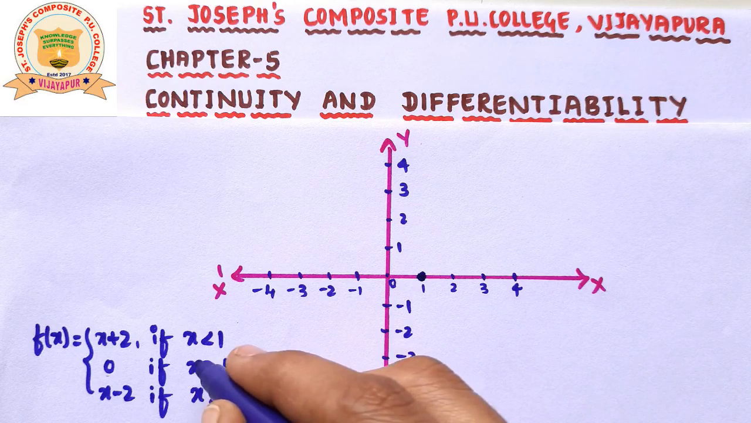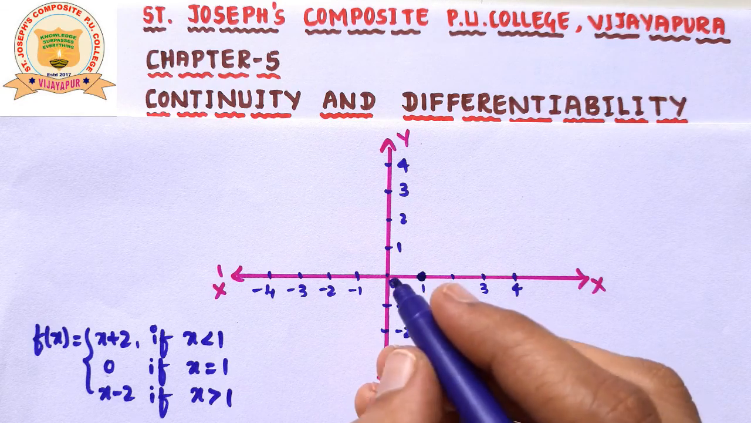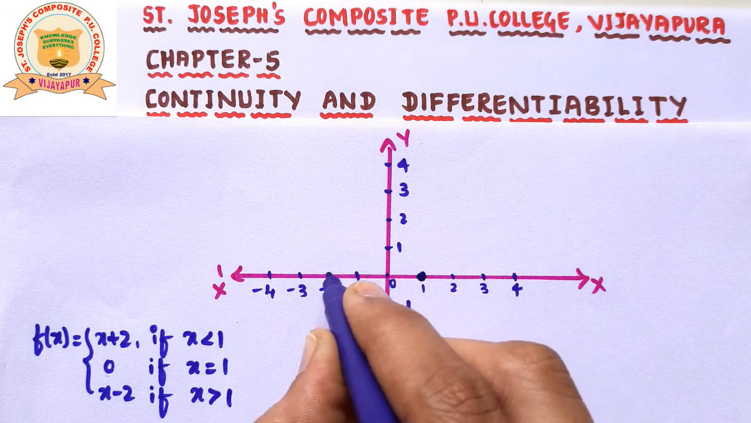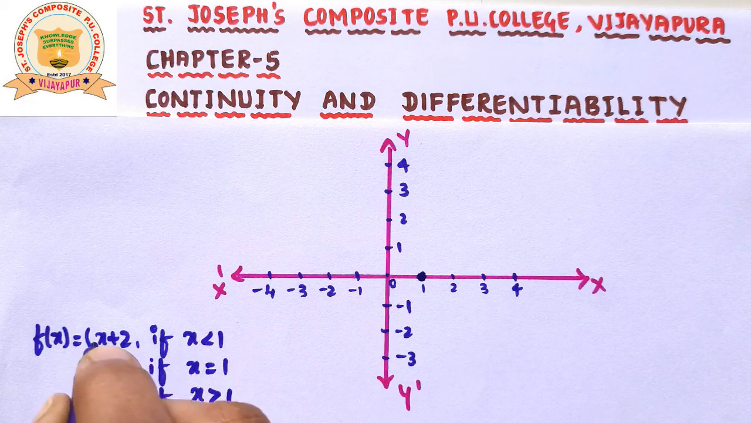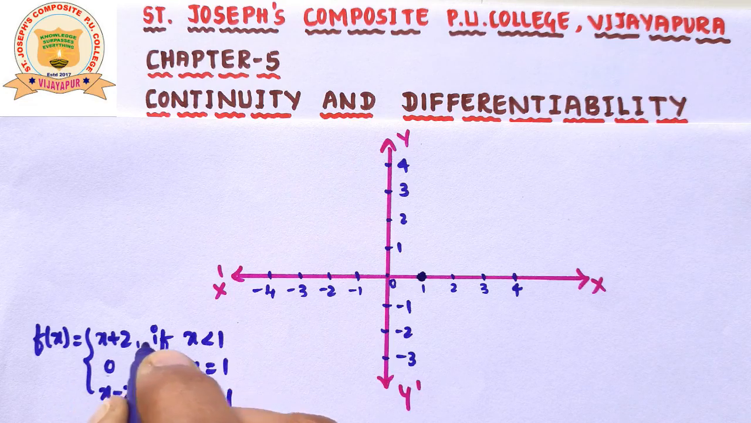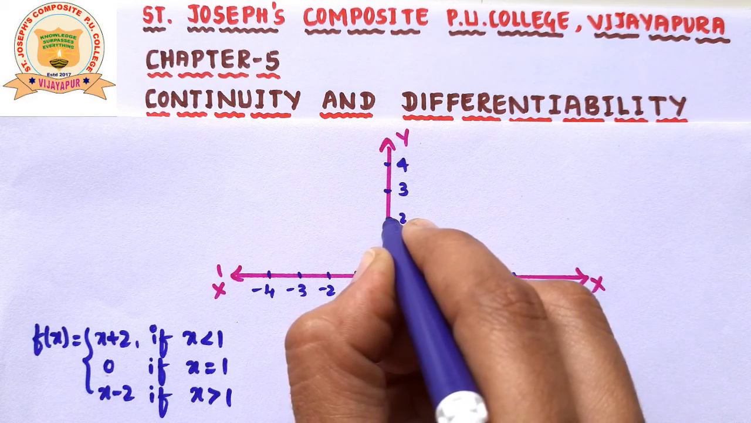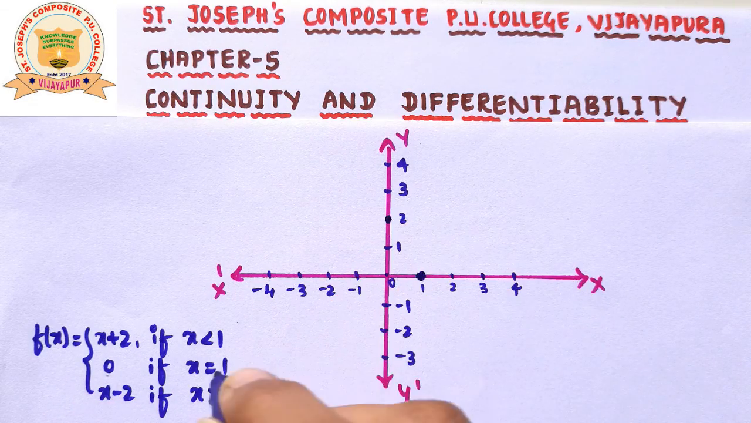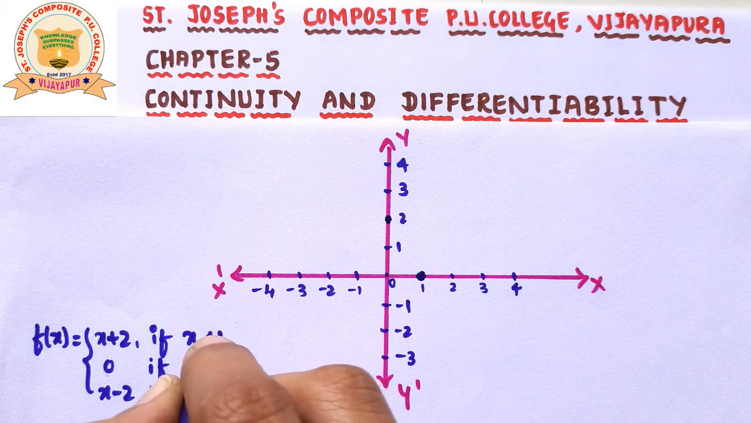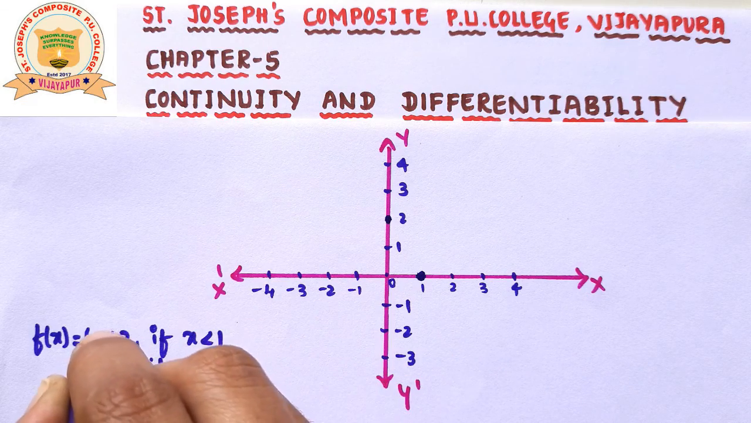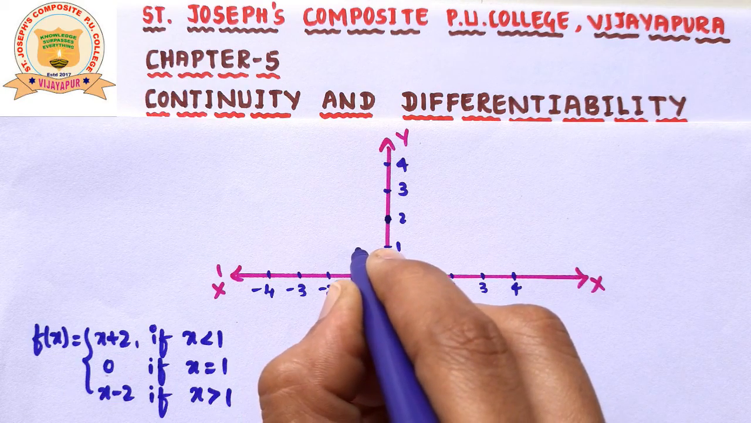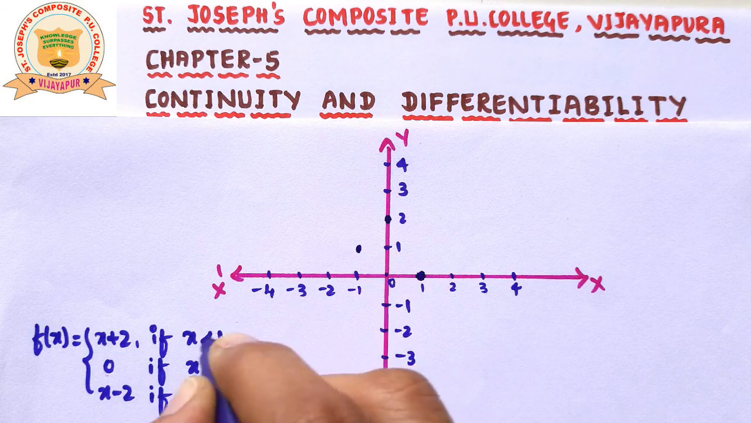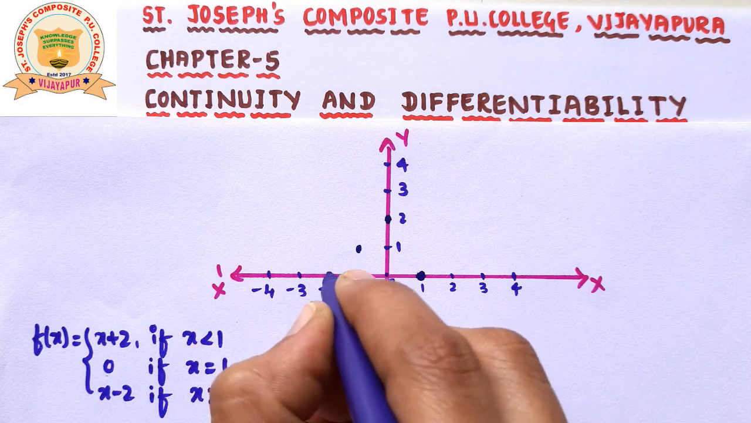Okay. Next, for less than 1. Less than 1 means 0, minus 1, minus 2. The value of the function is x plus 2. For 0, what is the value of the function? 0 plus 2 means 2. For 0, the functional value is 2. And for minus 1, what is the function value? Minus 1 plus 2, that is 1. For minus 1, its value is 1. And for minus 2, what is the value? Its value is 0.